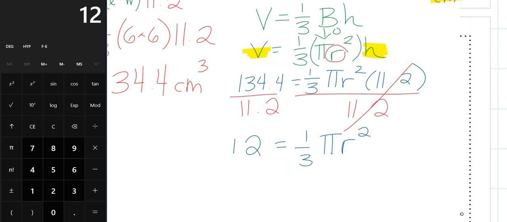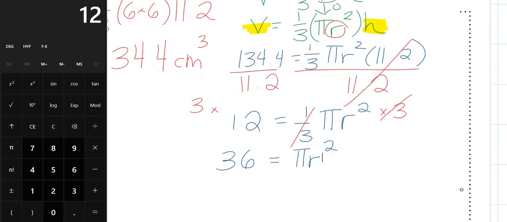Okay, something else that I don't really like is that 1/3. Now, to get rid of the 1/3, I can multiply both sides by 3, and that's going to get rid of the denominator of 3 and get rid of the 1/3. So now let me multiply both sides by 3. And now the 1/3 and the 3 cancel. On the left, 3 times 12 is 36. And that leaves me with pi r squared. Okay, I'm getting much closer to getting the radius by itself.